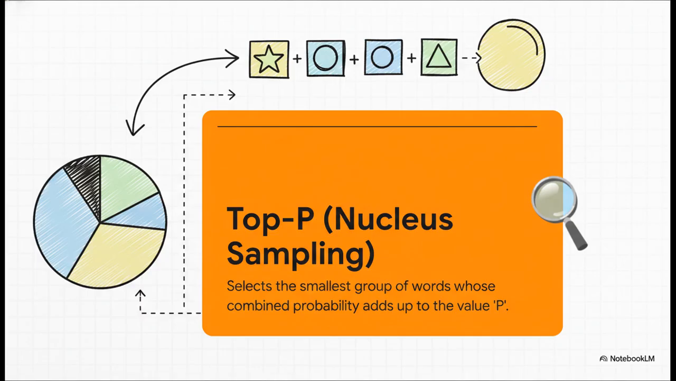Okay, so here's how it works. You set a probability value, let's say 0.9 or 90%. The model then starts going down its ranked list of words, adding them one by one until their combined probability crosses that 90% threshold you set.